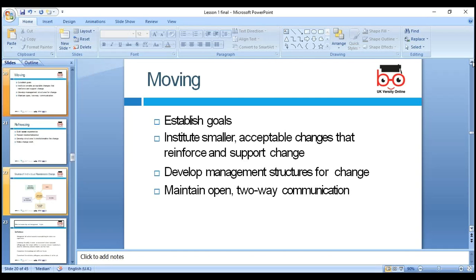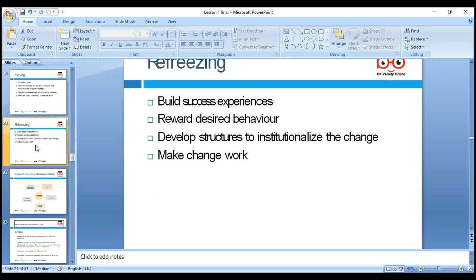We need to look at acceptable changes. Develop management structure. Develop two-way communication, not one way. For refreezing, we also discuss building success experience. Those who work toward the desired behavior, give them rewards. Those ministries that save money should be rewarded as well, with a bonus. Those organizations that are more productive, give them rewards.